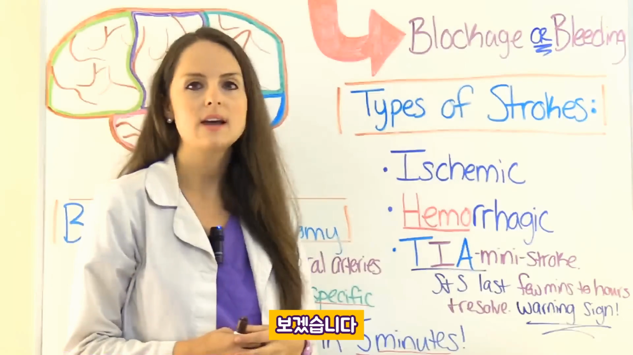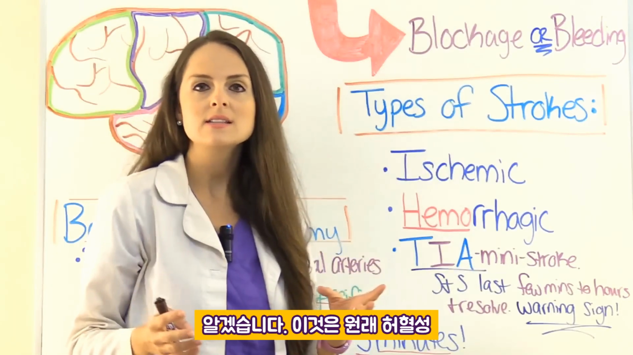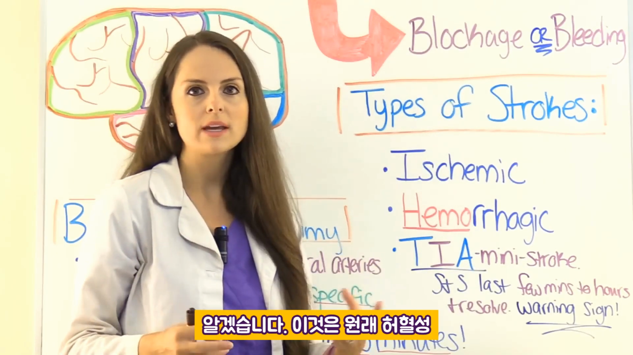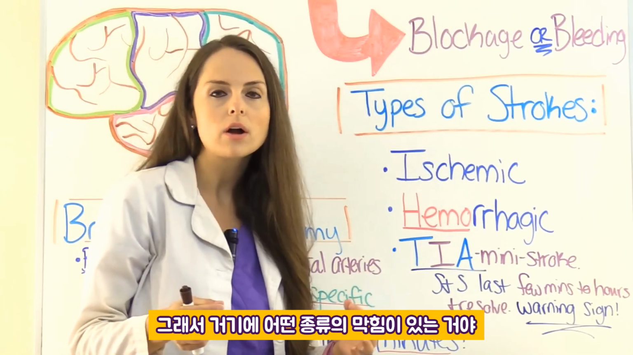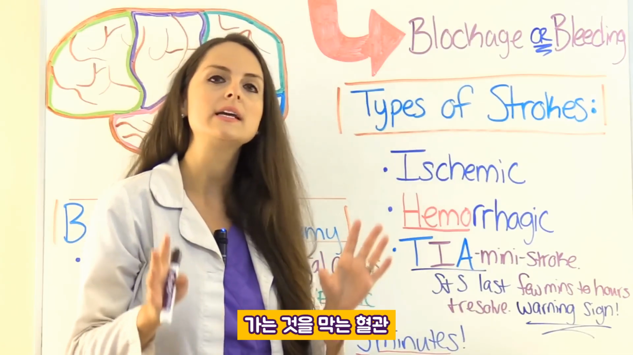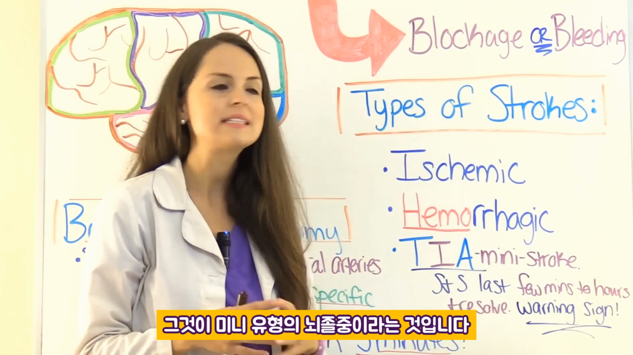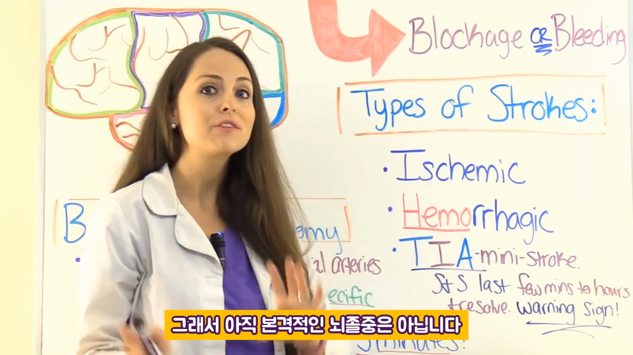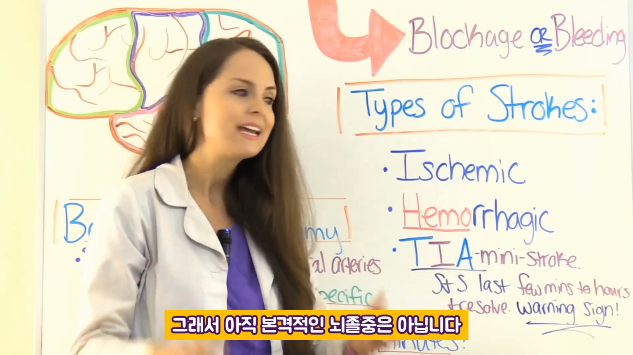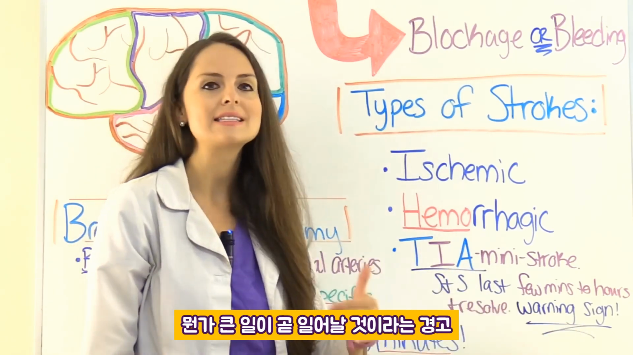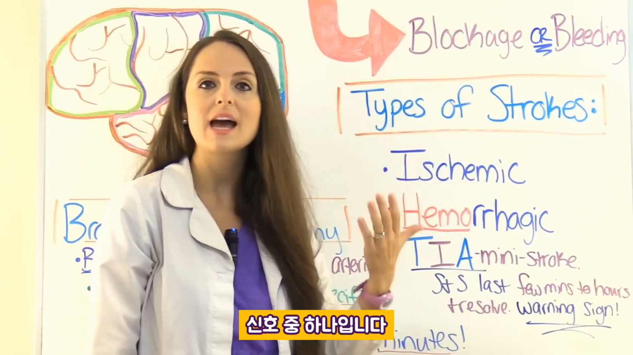Now let's talk about TIAs. Okay, this is an ischemic type stroke in its origin. So there's some type of blockage in that vessel preventing blood from getting to that brain tissue. Now, what makes it different is that it's a mini type of stroke. So it's not a full-blown stroke yet. It's one of those warning signs that, hey, something big is about to happen.